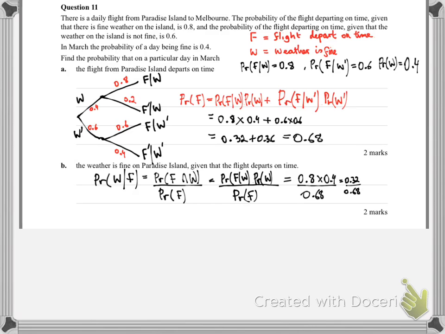There it is. 32 on 68, and we simplify it. 32 on 68, halving each time, and we get 16 on 34, 8 on 17 as a simple fraction. Excellent. Okay. Work with fractions. We've got to be good at our numeracy.